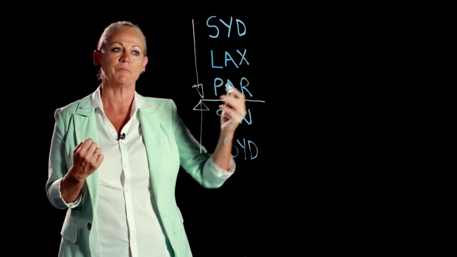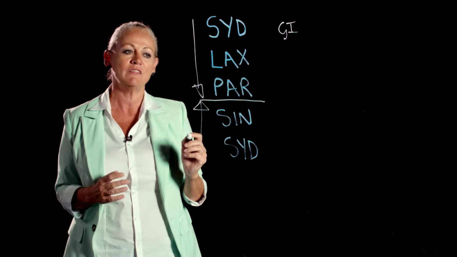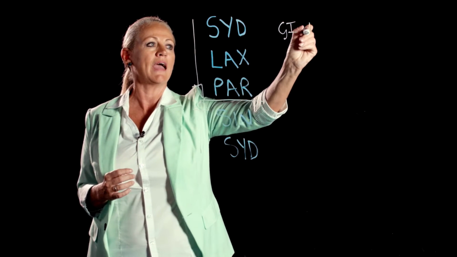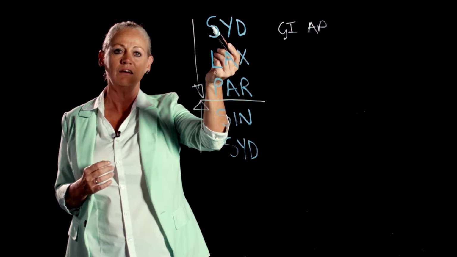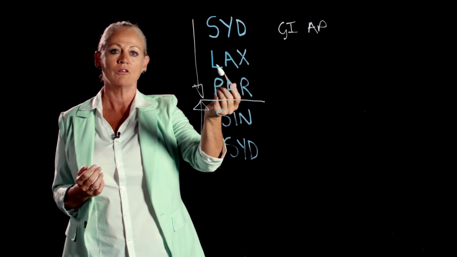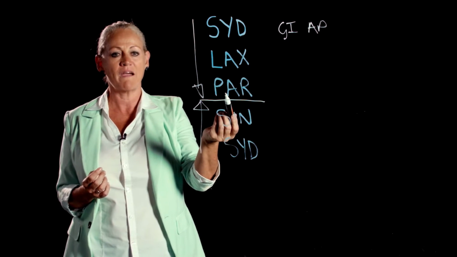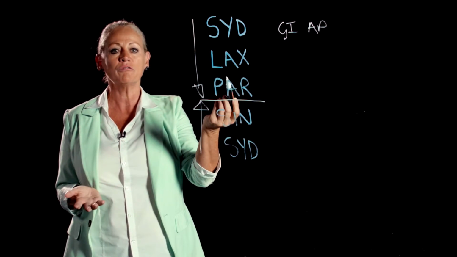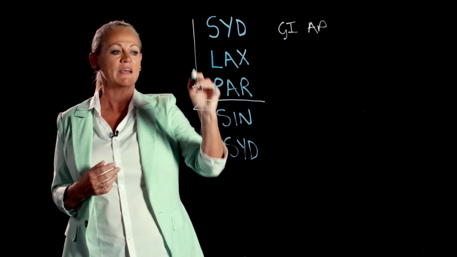But why are they different? On the outbound, your global indicator for this one is going to be AP. The reason being we're going from Australia or Sydney in Area 3, through to Los Angeles, which is in Area 1, through then to Paris in Area 2. So we've gone via both the Atlantic and Pacific Oceans. So that's on our outbound.